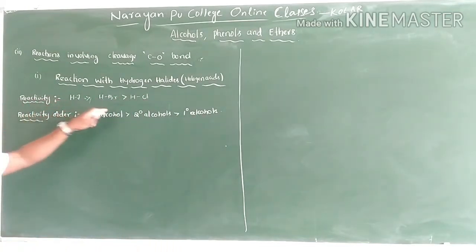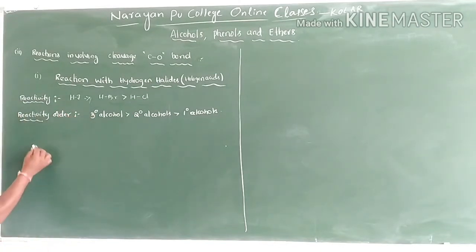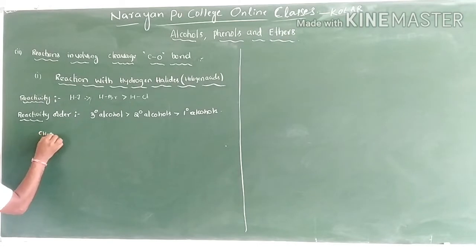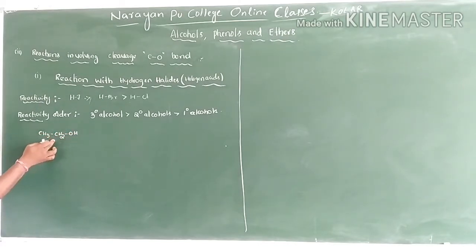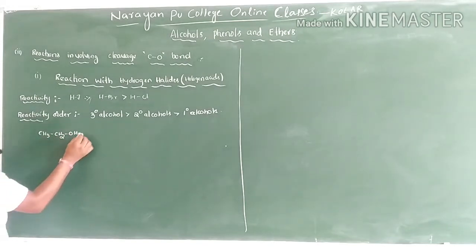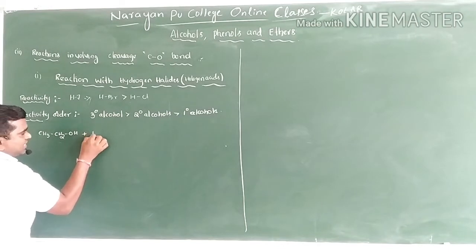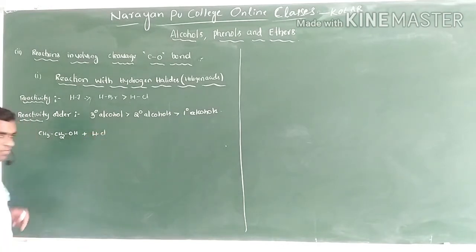First I will write the reaction with HCl. First I will take the primary alcohol. What is the primary alcohol? Simply I will write CH3CH2OH. This is the primary alcohol, ethyl alcohol. The OH is attached to a CH2 group, so it is a primary alcohol. And first I treat this one with HCl.